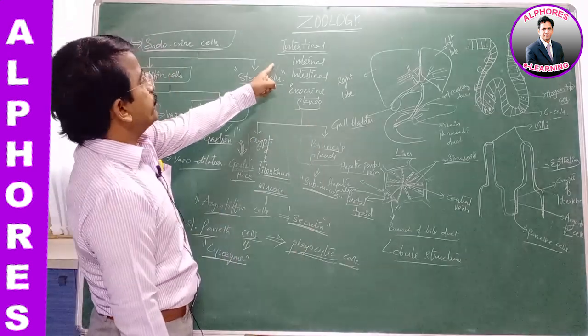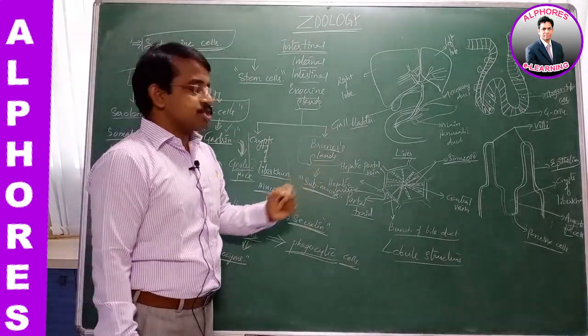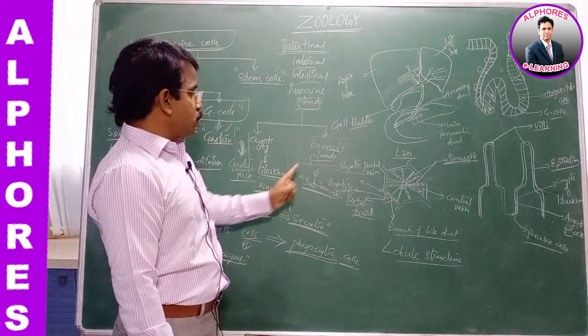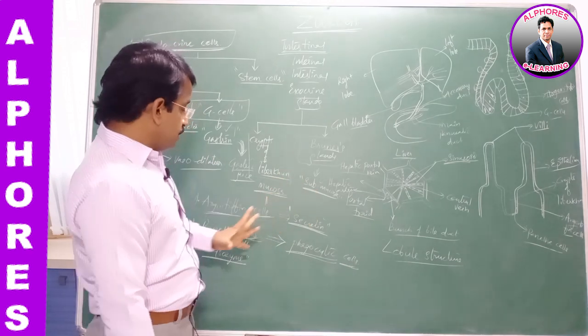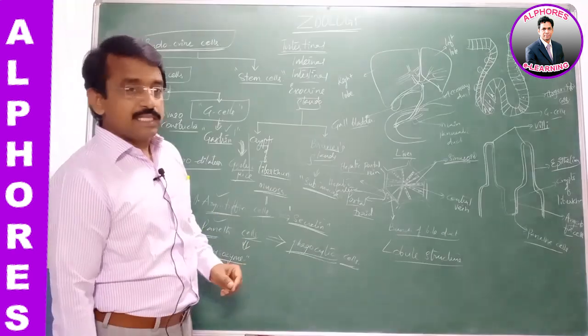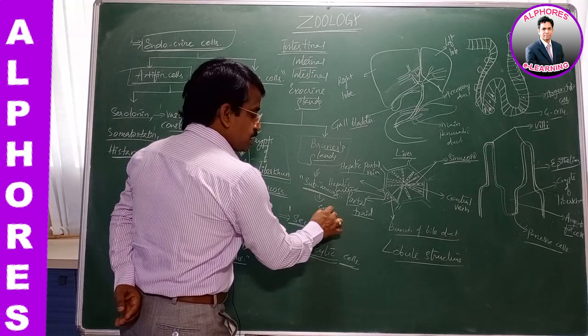So in the case of the intestinal glands, there are crypts of Lieberkuhn and Brunner's glands. Crypts of Lieberkuhn are present in the mucosa, Brunner's glands in the submucosa. And the cells present are the argentaffin cells and the Paneth cells. However, the Brunner's glands also contain goblet cells.